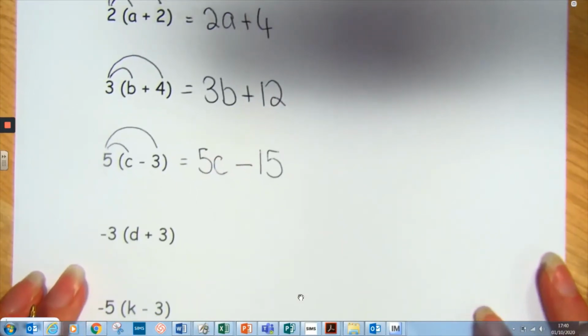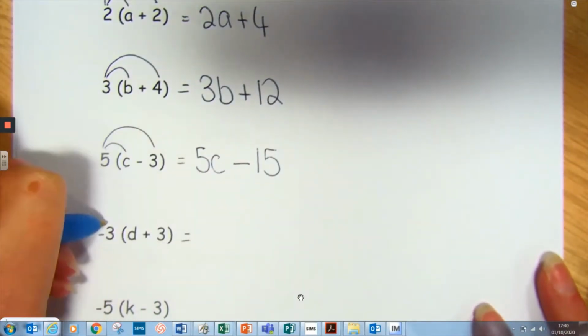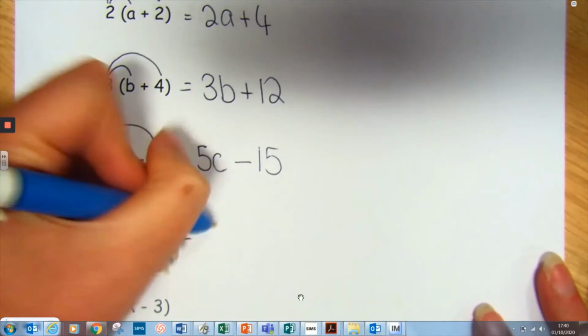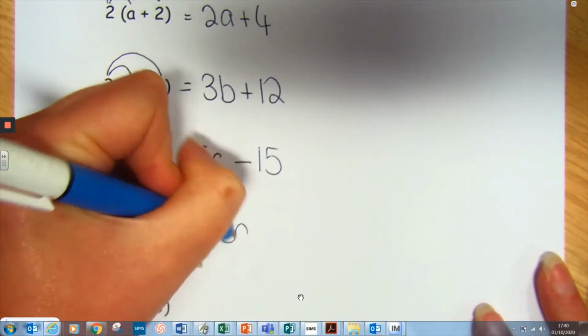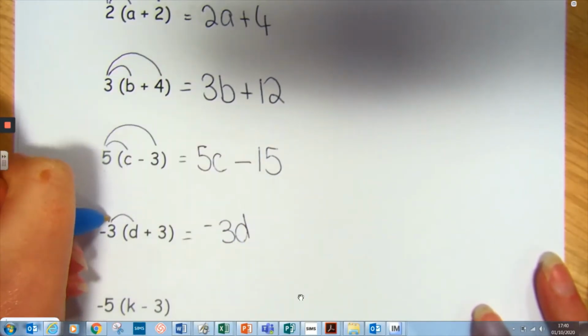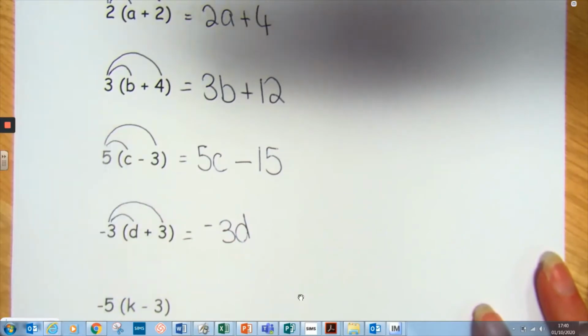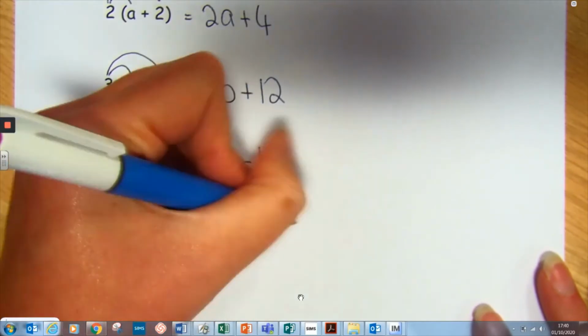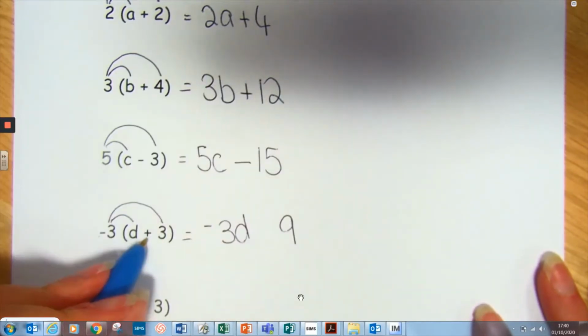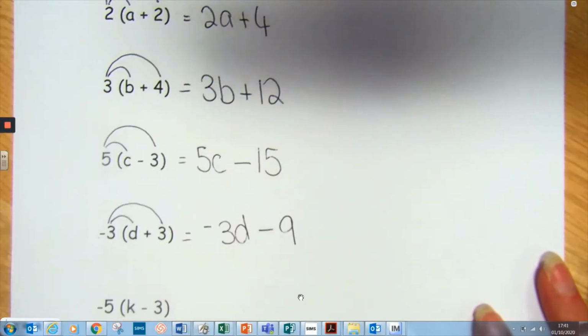The fourth example we've got here, we're going to do negative 3 times d, which is negative 3d, and then we're going to do negative 3 times positive 3. 3 times 3 is 9, and remember, a negative times a positive is a negative.